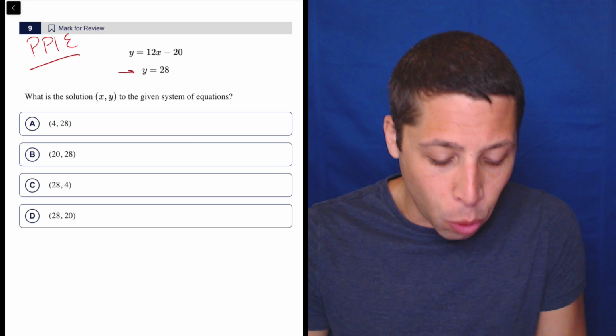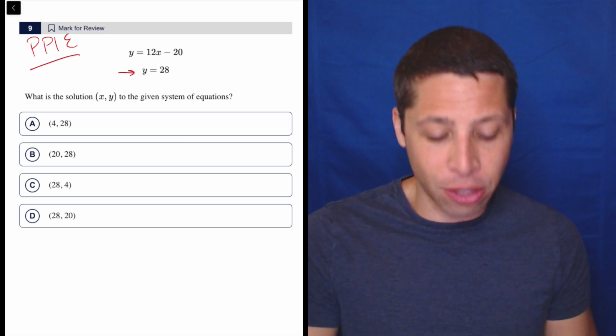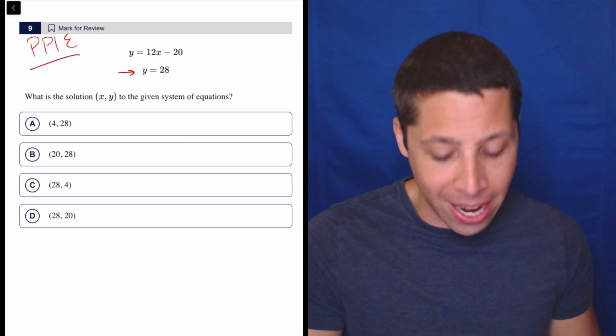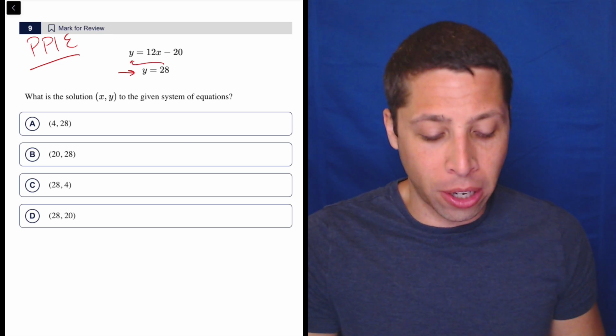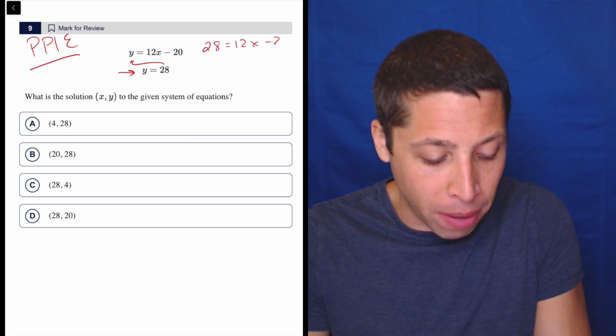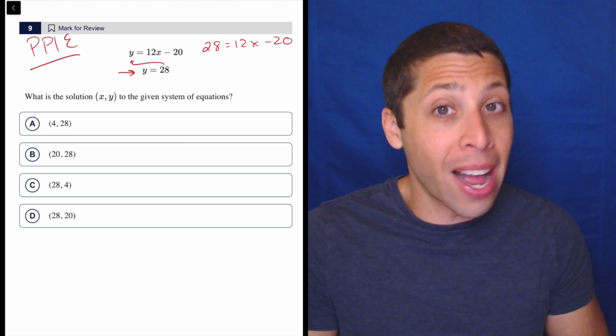The thing is, this equation here isn't really an equation. It is a point, right? They're telling us one of the coordinates of this point of intersection, which is y being 28. So at that point, all you got to do is make a little substitution. So this becomes 28 equals 12x minus 20. And now this isn't really about systems of equations at all. It's about solving for x.